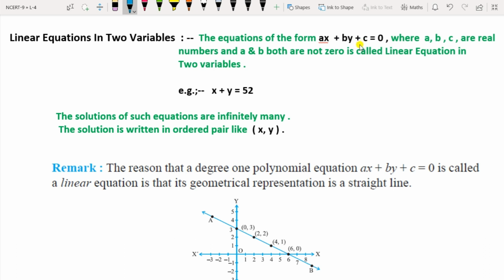Suppose you consider a class of 9th standard with a total of 52 students, and you don't know the number of boys and girls. Let us consider the number of boys as x and the number of girls as y. So the linear equation in two variables will become x plus y equal to 52. Such equations have infinitely many solutions, and the solution should be written as an ordered pair like (x, y). In alphabetical order, first always the value of x, then the value of y.